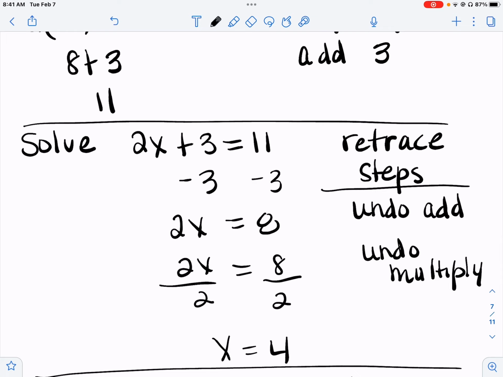So when you're solving 2x plus 3 equals 11, you have to undo that plus 3 first. You always undo the plus or minus. Okay, and you're done when you get x equals.